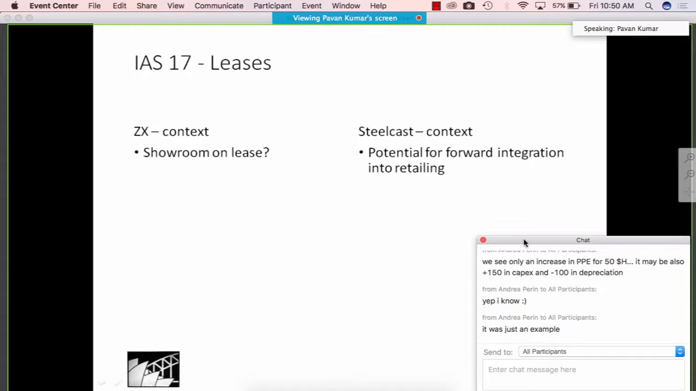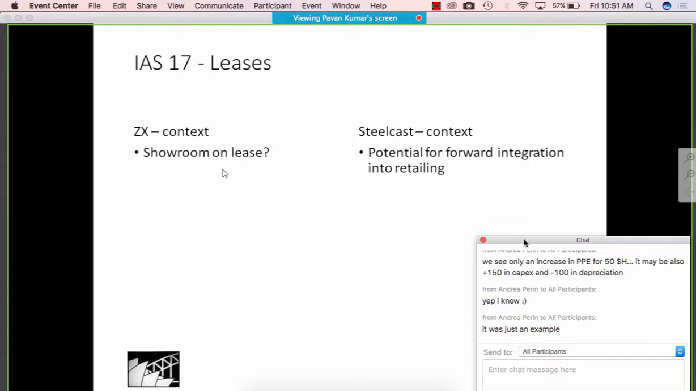Now, let us look at the relevance of IAS 17 leases to both these case studies. When we talk about ZX's context, in the second page itself, in the last paragraph, last sentence, it says ZX also operates a showroom located on the site of the manufacturing plant close to Bartown. Now, is this showroom also owned, or was it taken on lease? If it was taken on lease, was it a finance lease or an operating lease? That's one question that we have to think about.